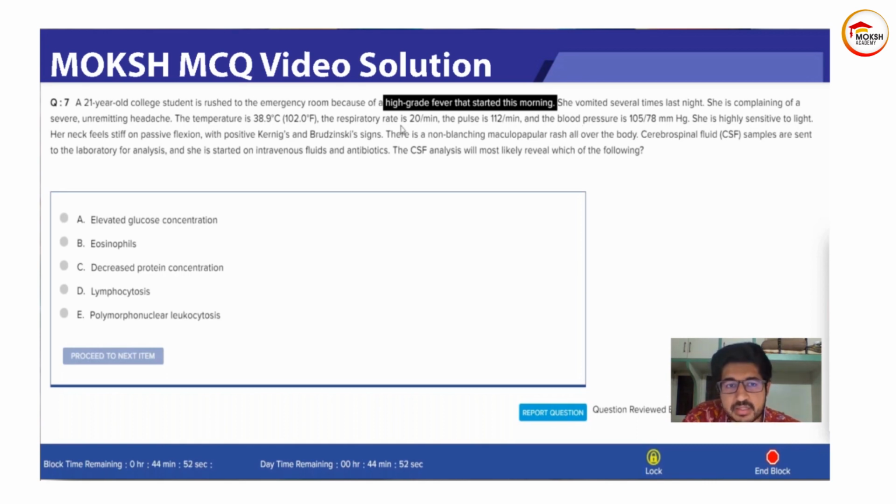She is highly sensitive to light. Her neck feels stiff on passive flexion with positive Kernig's and Brudzinski sign. There is a non-blanching maculopapular rash over the body. CSF samples are sent for laboratory analysis, and she is started on IV fluids and antibiotics. CSF analysis will reveal which of the following?